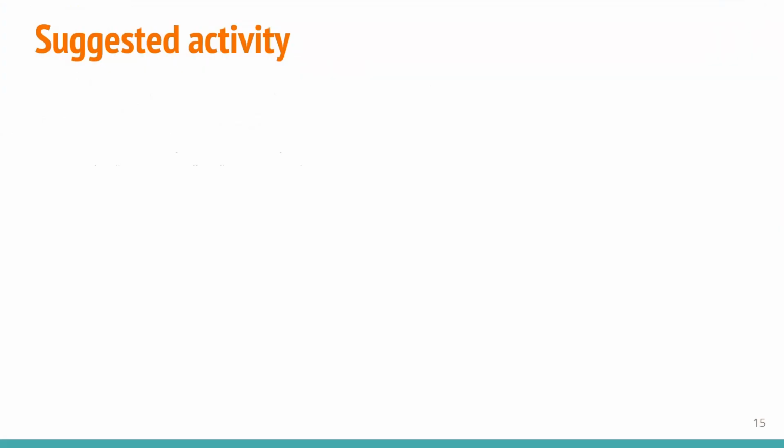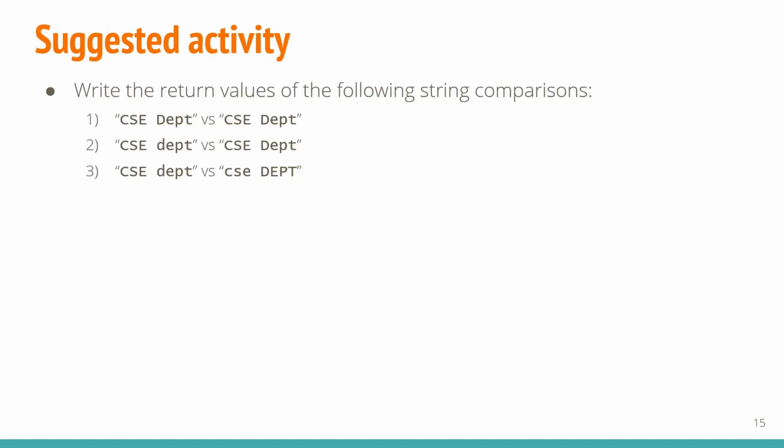Now, having seen various programs on strings, I'm giving you some suggested activities which you can try. The first suggested activity is you can try to write the return values of the following string comparisons. Assume that in the first case, the first string is CSC department, DEPT, and the second string is CSC DEPT. Try to find the return value of strcmp. The second string is CSC department, however D is small, and CSC department D is capital. So try to find the return value of this string comparison.